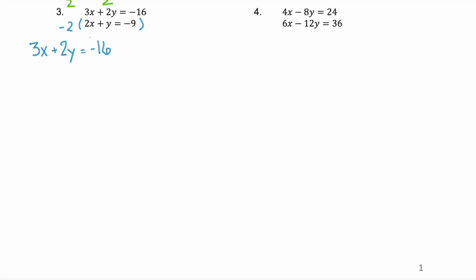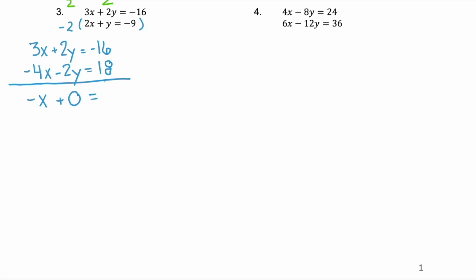We multiply the second equation by -2. So -4x minus 2y equals a positive 18. And then we can add those together. So 3x minus a 4x is a -1x. 2y minus 2y, the y's are eliminated, so that's 0.